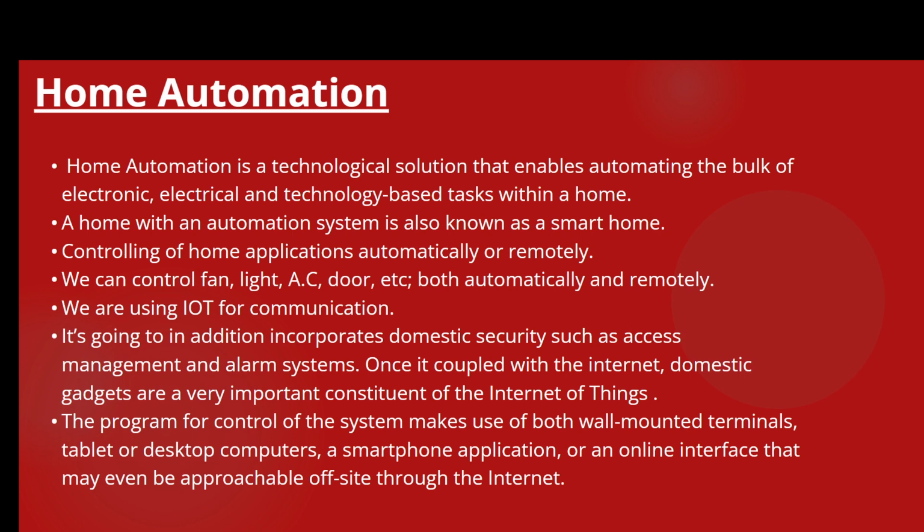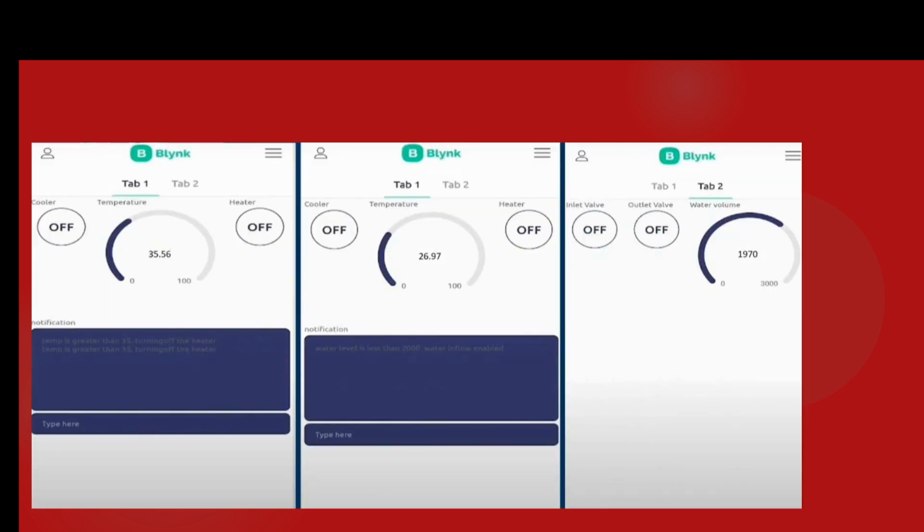Now, controlling of home appliances automatically or remotely. We can control fan, light, AC, door, etc., both automatically and remotely. We are using IoT for the communication. It additionally incorporates domestic security such as access management and alarm systems. Once it is coupled with the internet, domestic gadgets are a very important constituent of the Internet of Things. The program for control of the system makes use of wall-mounted terminals, tablet and desktop computers, a smartphone application or an online interface that may even be accessible off-site through the internet.